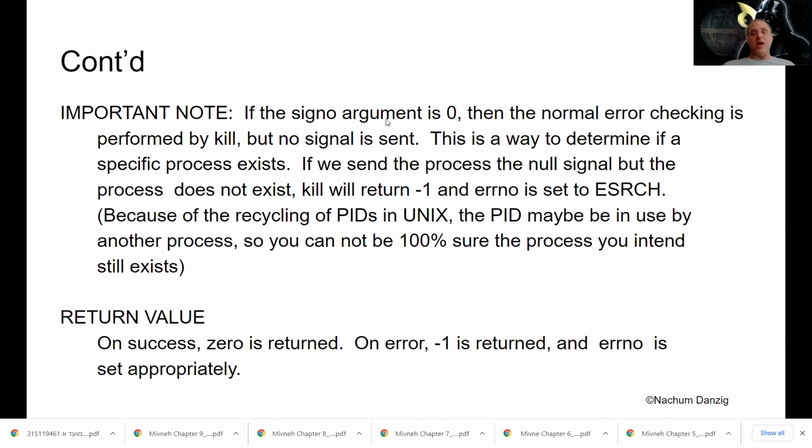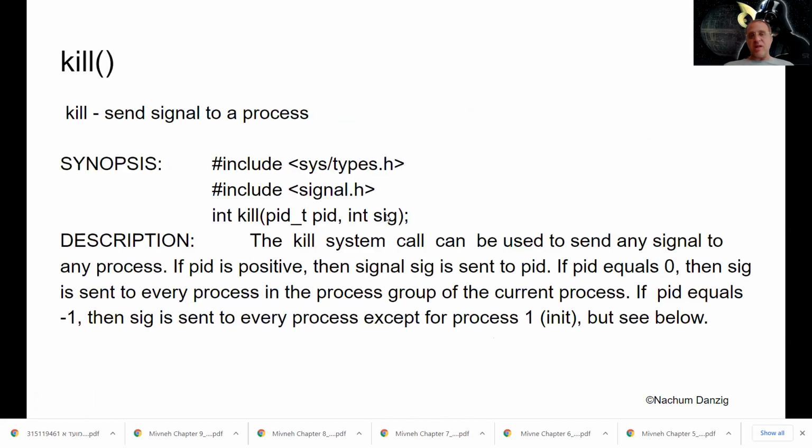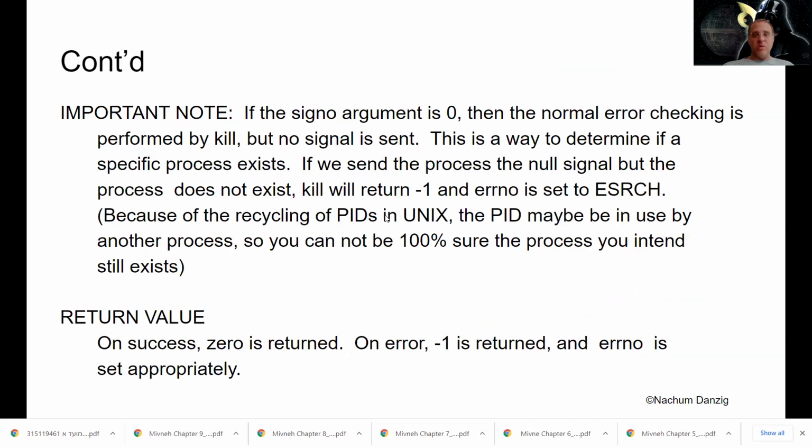If the signal number argument is 0, in other words, not the PID, but the sig here is 0. There's no 0 on the table. It starts with 1. So what would it mean to put 0? Then the normal error checking is performed by kill, but no signal is sent. But this is a way to determine if a specific process exists. Because if we send a process the null signal, but the process doesn't exist, kill will return error -1. But if it does exist, it won't return -1, but it won't do anything to it. So sending the signal 0 is a way of checking if a process exists, is running.